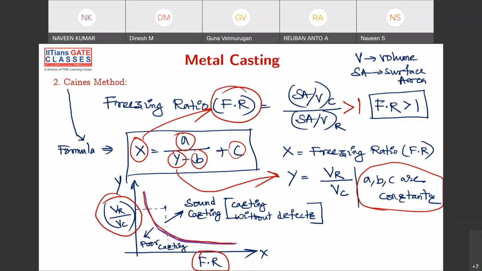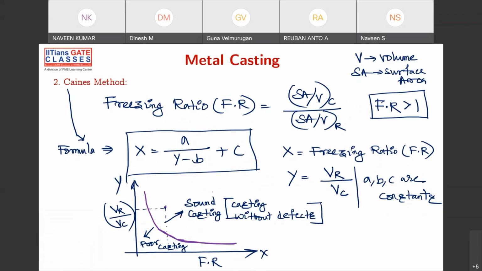Your design should be such that you take your freezing ratio and the surface area by volume of riser by casting, and this point should be here on the right hand side of your curve. Then only the casting that you're trying to form will be good. And if you're taking the point below this curve, then it will be poor casting.